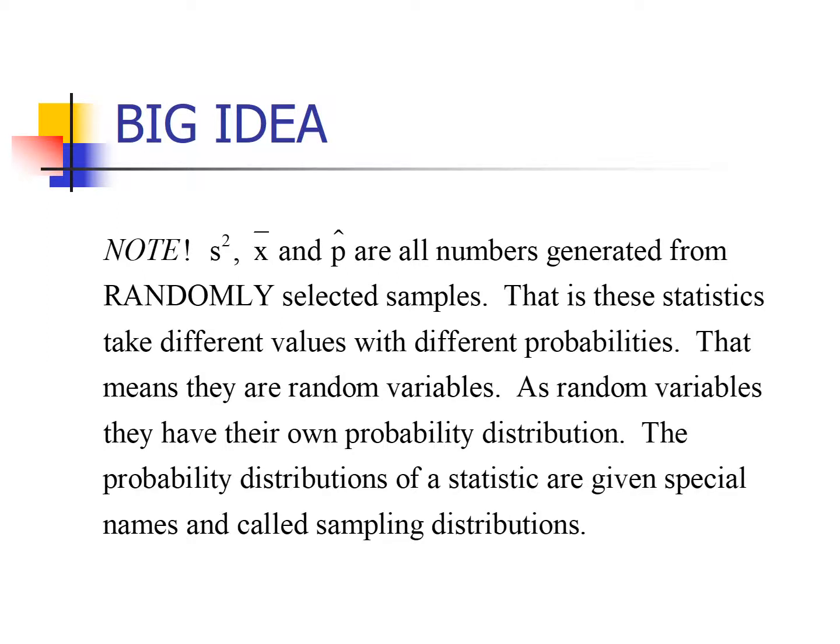Now, this is the whole point of Chapter 4. If some random phenomenon is taking different values with different probabilities, that means it's a random variable. Statistics are random variables. Since they're random variables, what do we know about random variables? Random variables have 3 characteristics. They have a probability distribution, they have a mean, and they have a standard deviation. So statistics have a probability distribution. This is given its own special name. It's called a sampling distribution, and that's what we're getting ready to talk about.